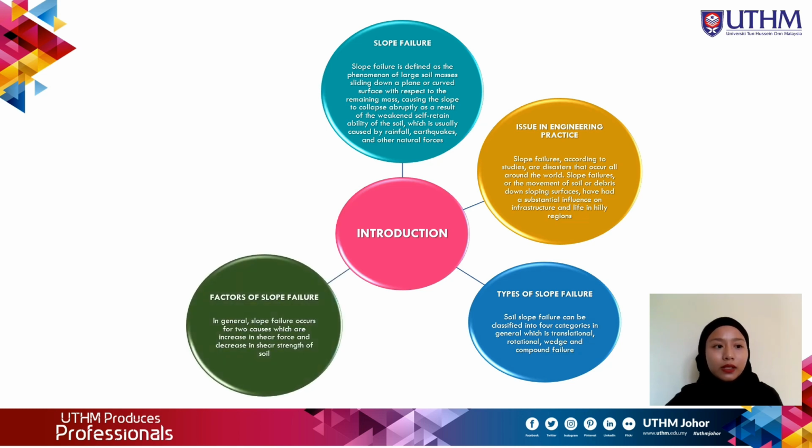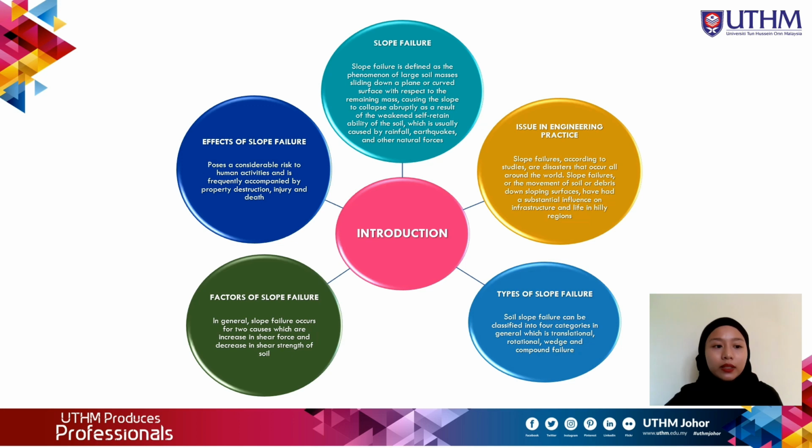Factors of slope failure. The failure of a slope can be caused by a variety of human and natural forces. In general, slope failure occurs for two causes. First, increase in shear force. When the load on the soil mass increases, the ability of the soil particles to bind together decreases, resulting in slope failure. Second, decrease in shear strength of soil. When the bond between soil particles weakens, it also loses its shear strength.